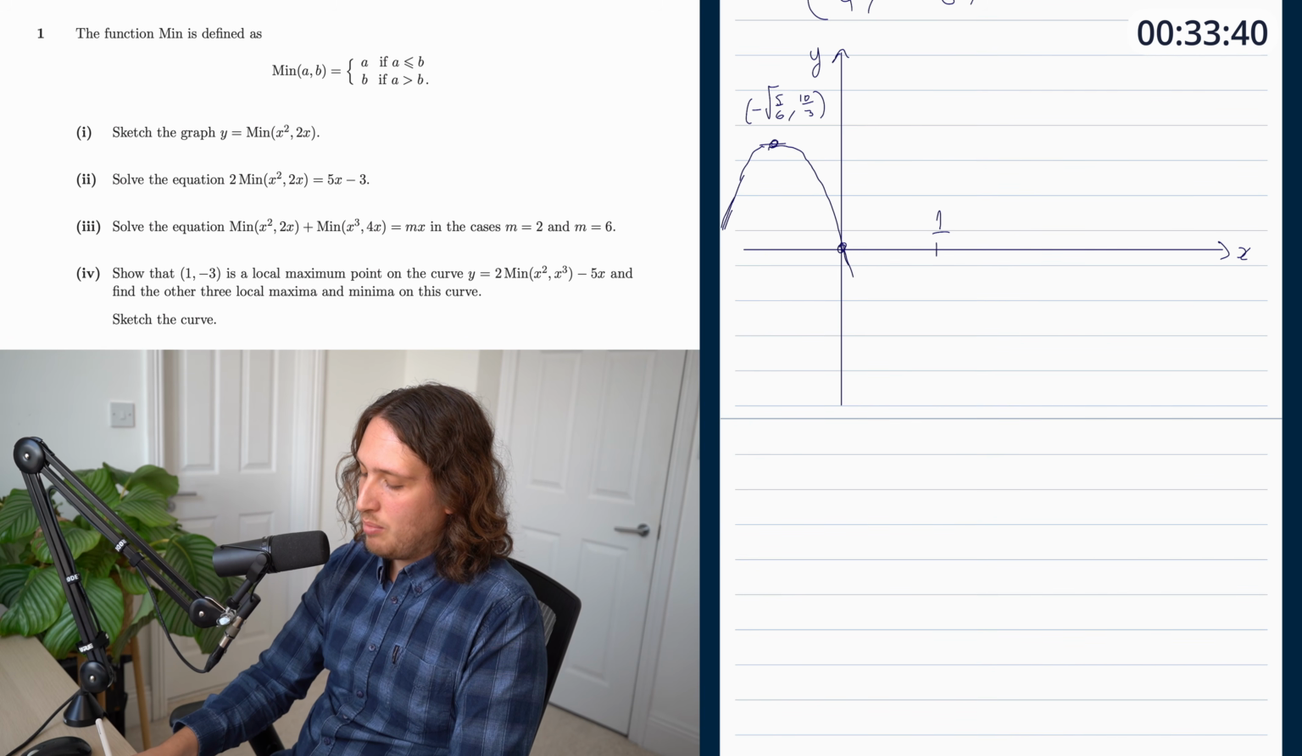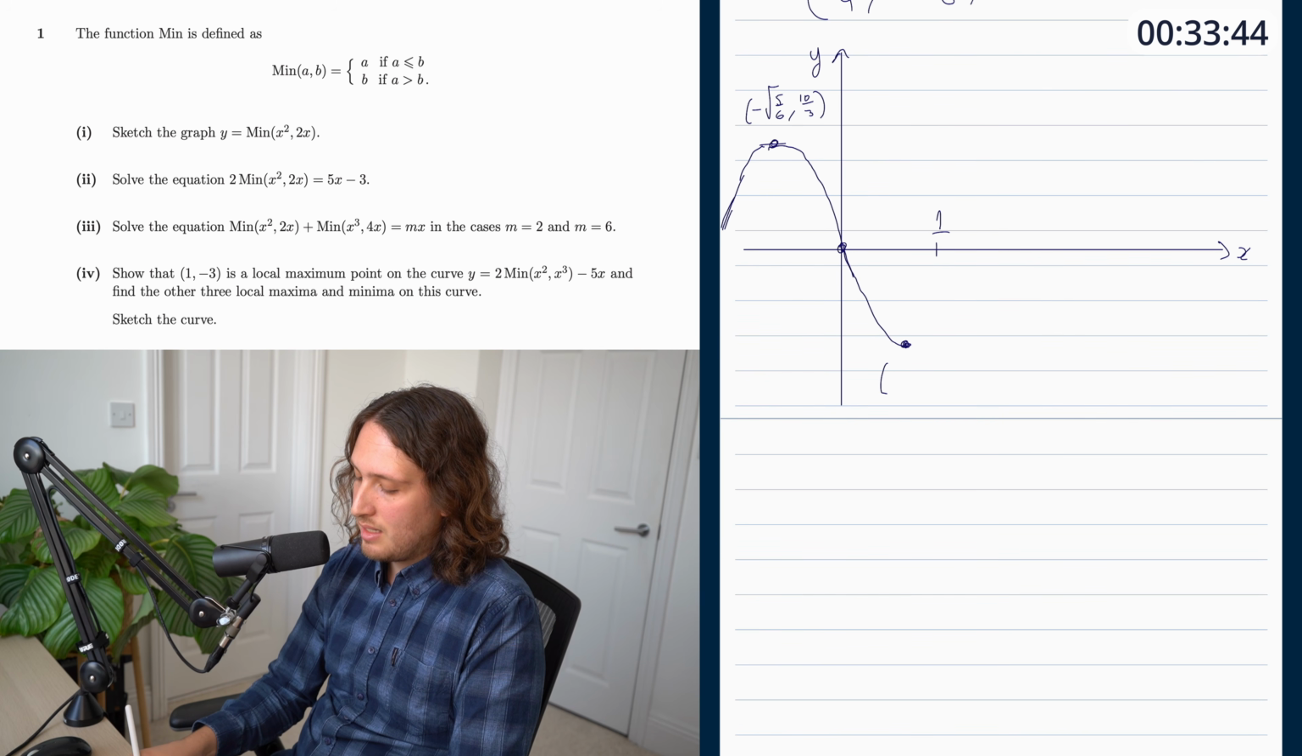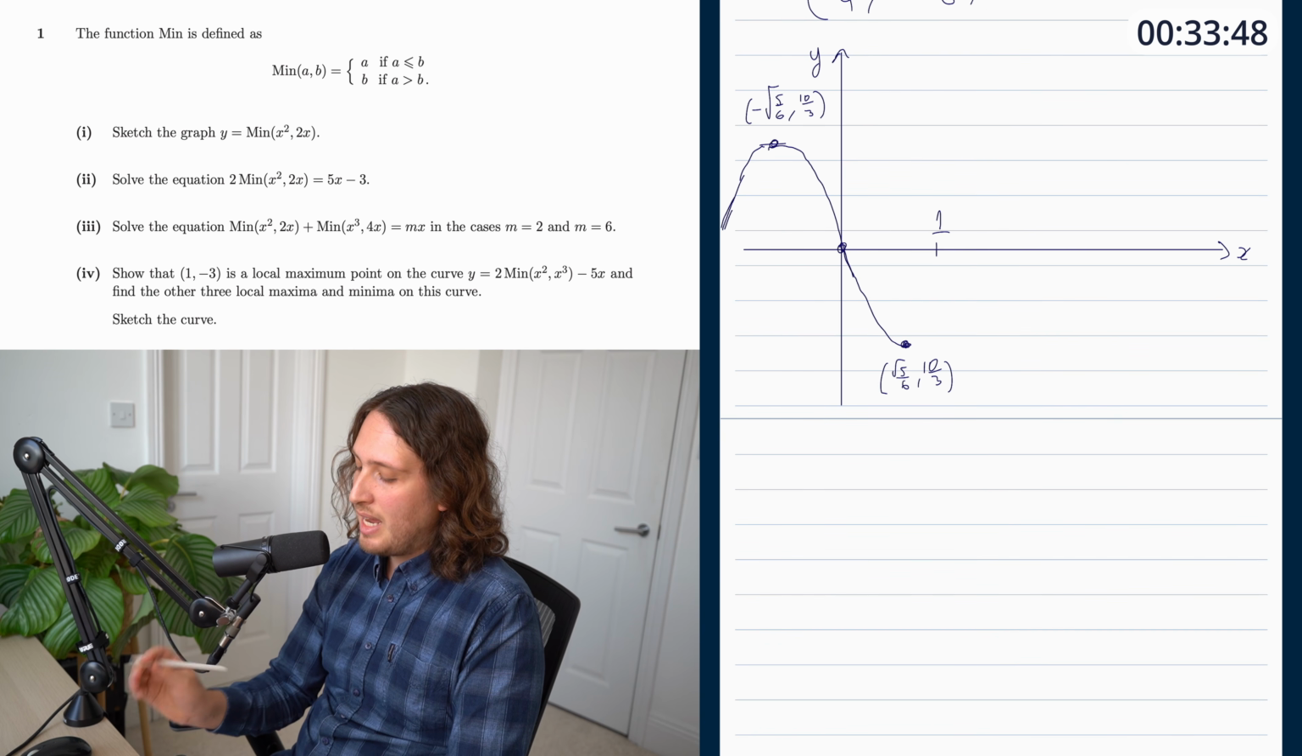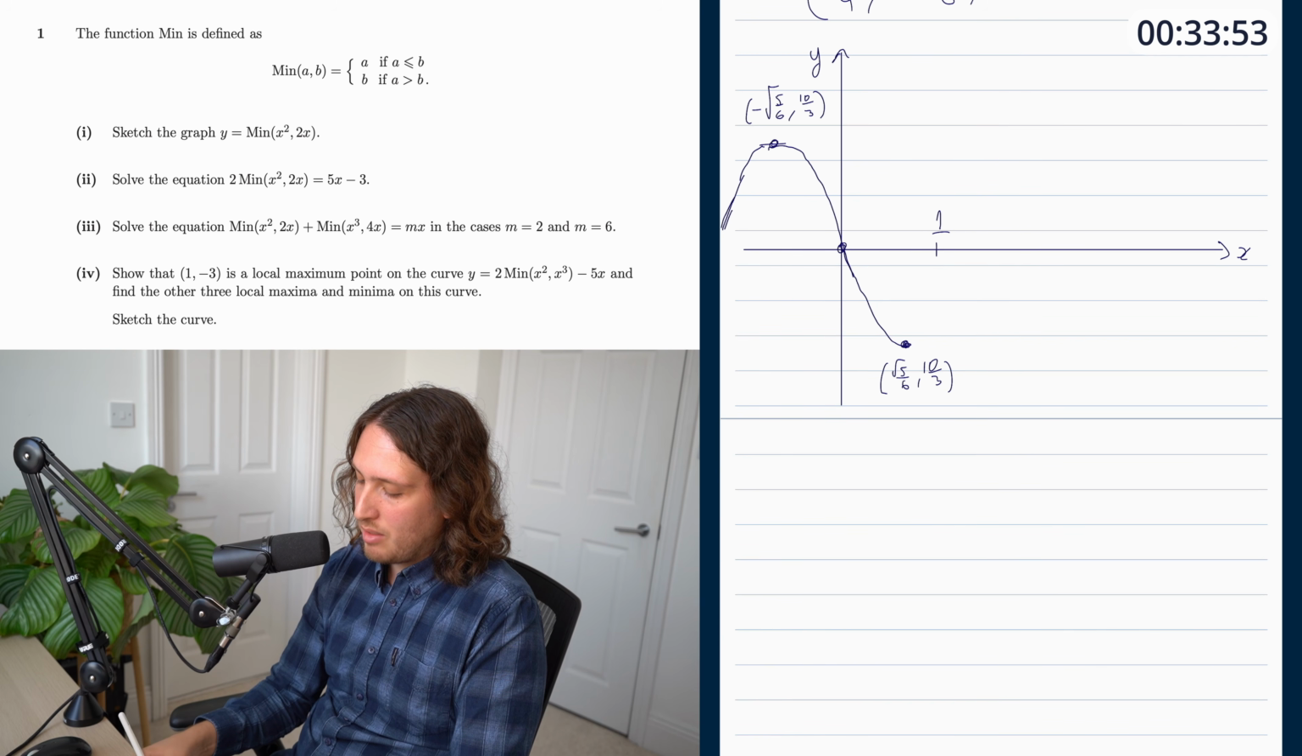I have another turning point, which is like the mirror image. So that's here at root 5 over 6, 10/3. That's got to be a minimum by the overall shape of a cubic. So I'm going to write that down. This is min by cubic shape.